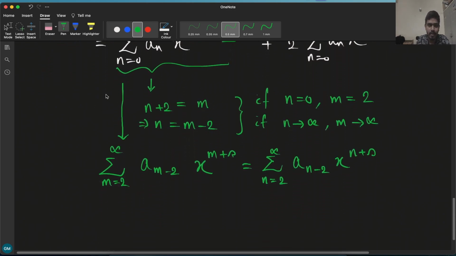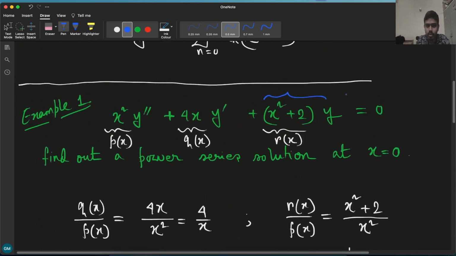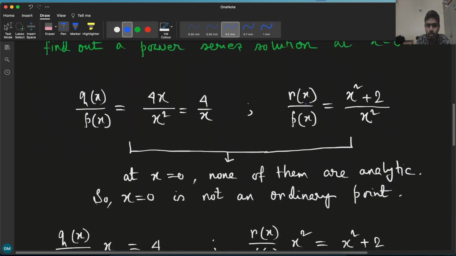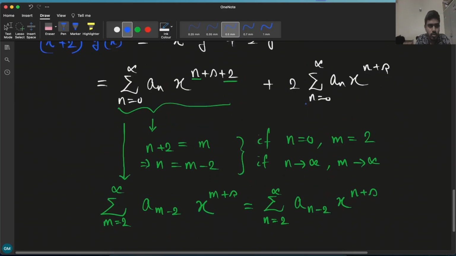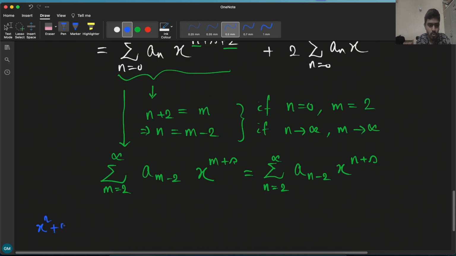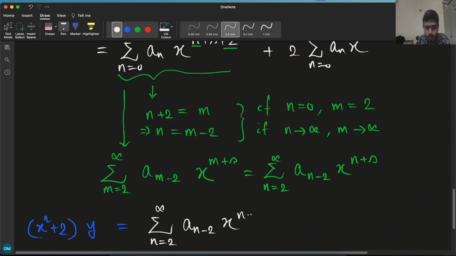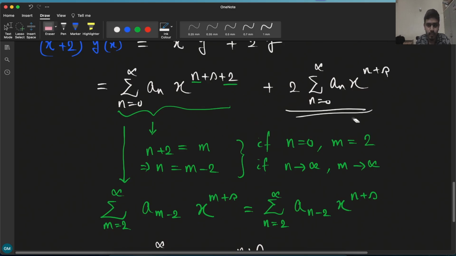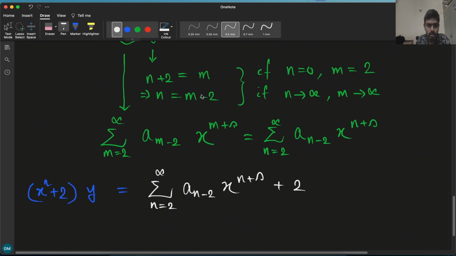So basically what we have is the third term of the differential equation, indicated by this blue: x square plus 2 times y, which equals the sum over n equals 2 to infinity of a_(n minus 2) x to the power n plus s, plus twice this term, which I am keeping as it is, twice the sum over n equals 0 to infinity of a_n x to the power n plus s.